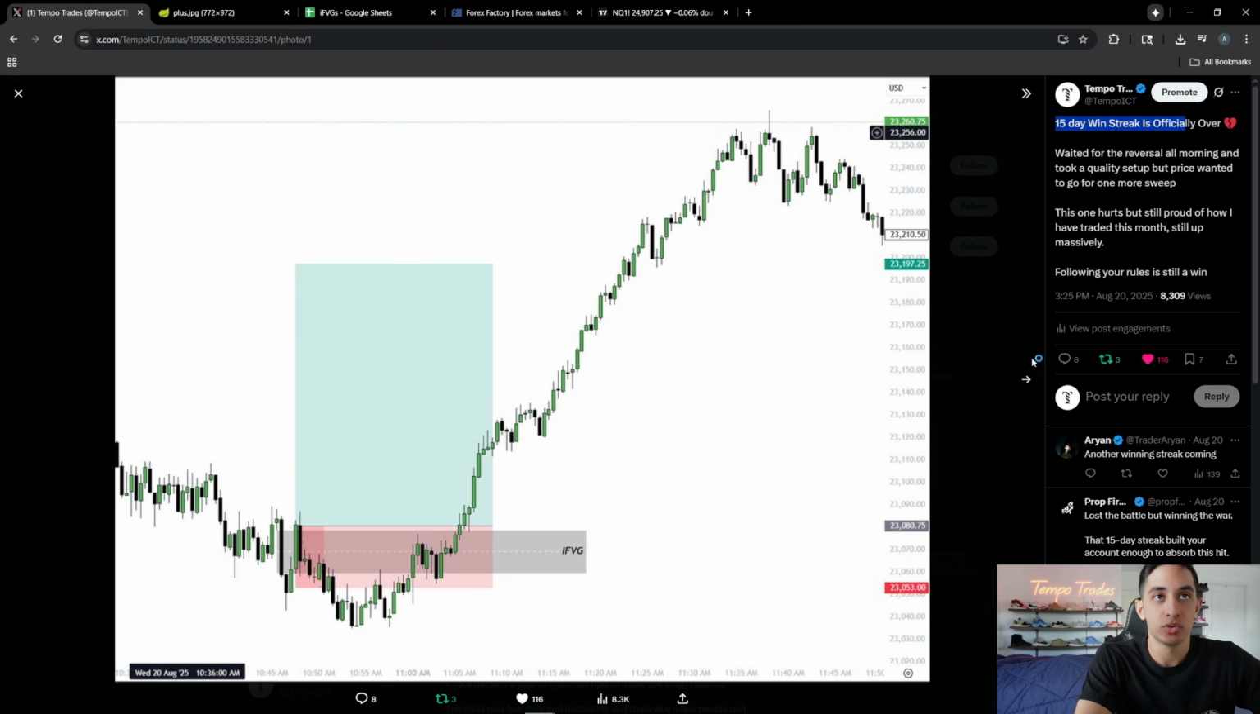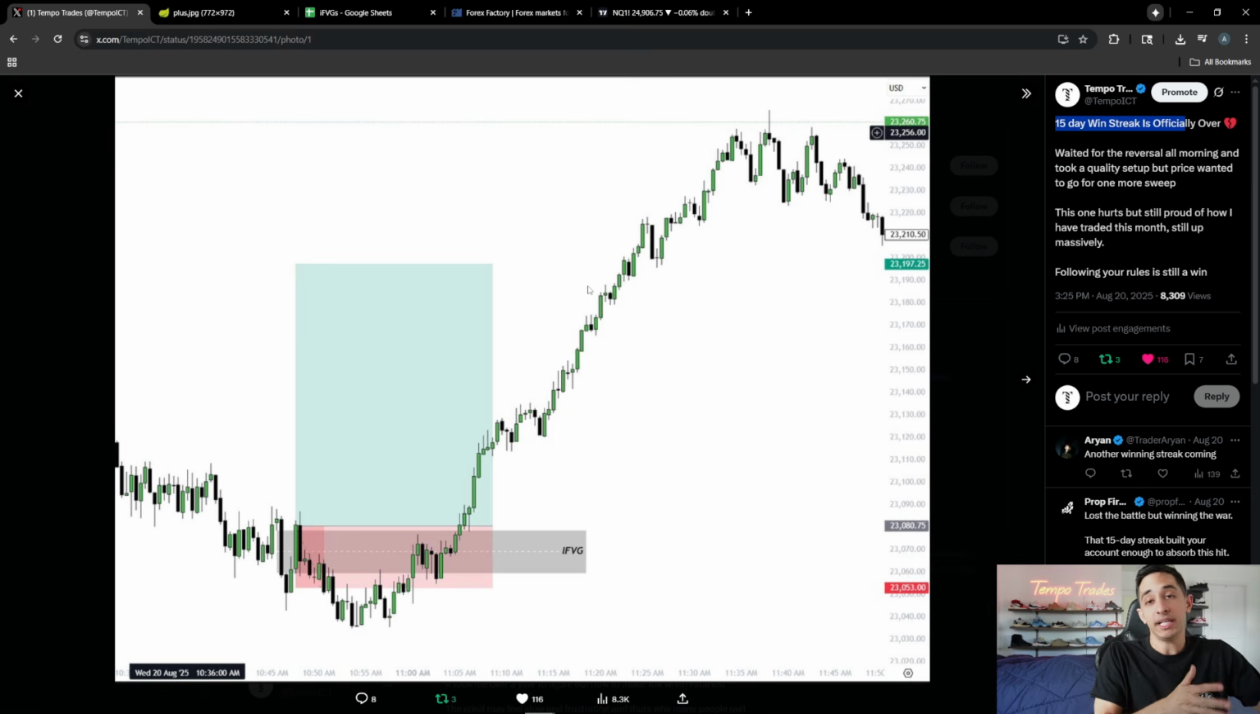There must have been some sort of sweep that I didn't mark, but I was looking for the long. I entered long there. Price ended up faking me out, going below the gap, which is my stop loss area. But then on the very next leg up, it expanded all the way up here for 100+ points, and that's the move I wanted the whole time.